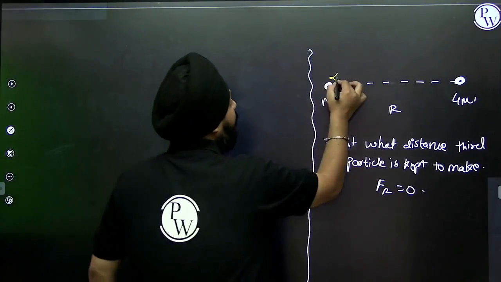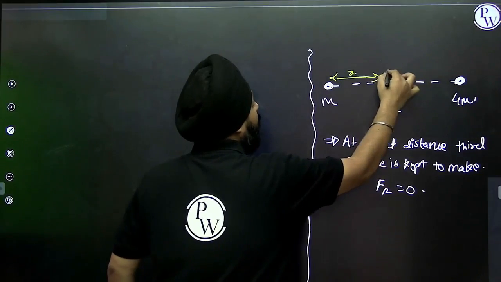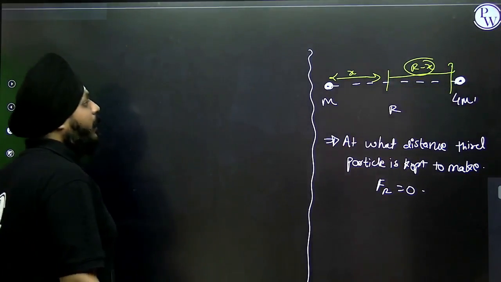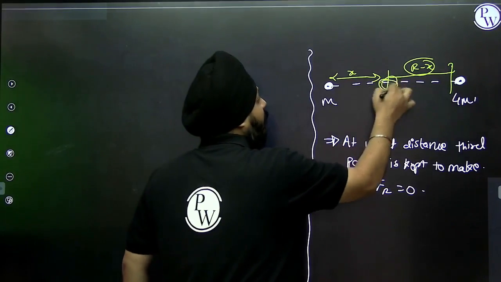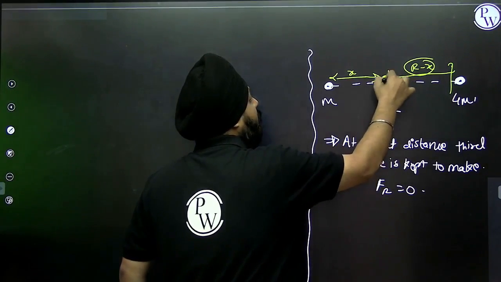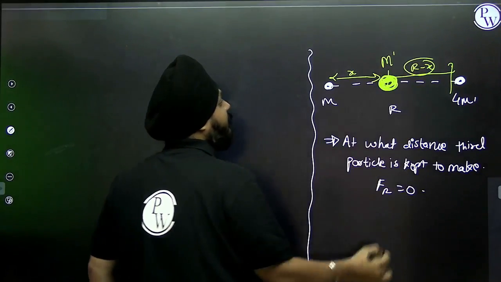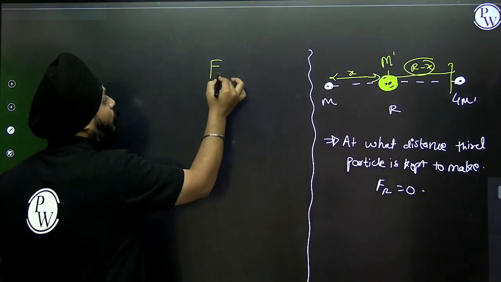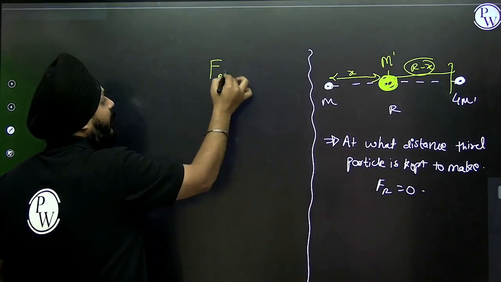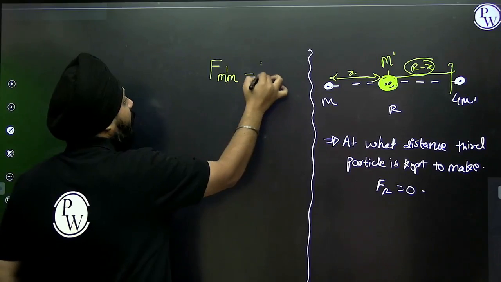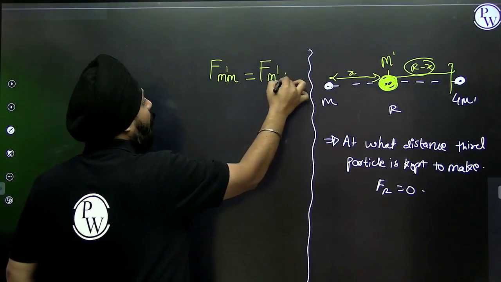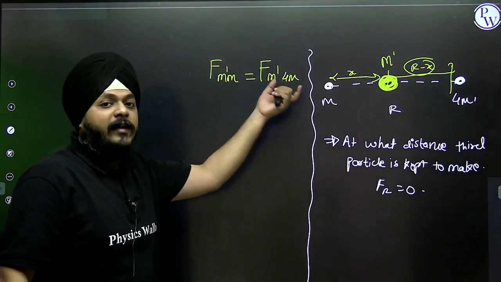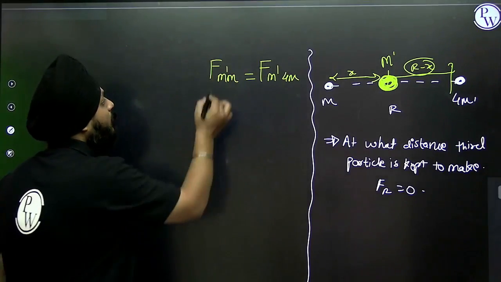Suppose let us take an example at a distance of x from the M and a distance of r minus x from the 4M. Suppose here the third particle is kept, having mass m dash. So here the resultant force is 0. It means the force acting on m dash because of m is equivalent to the force acting on m dash because of 4m. If this condition is satisfied, then and only then the resultant force is 0.